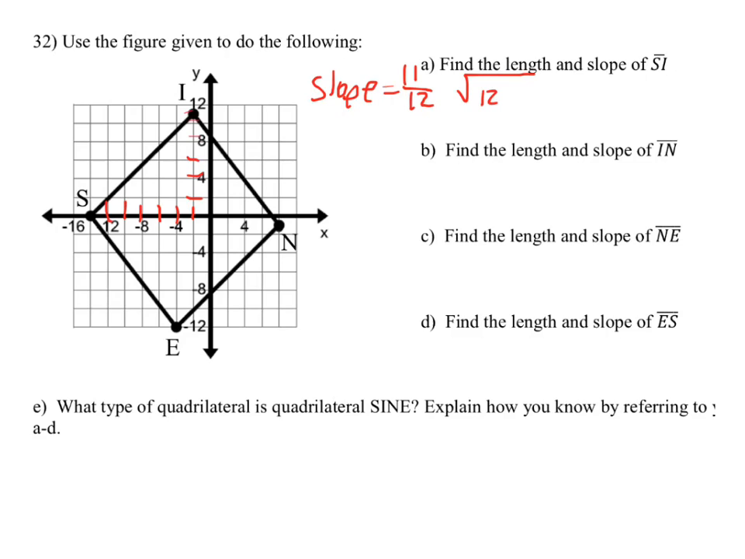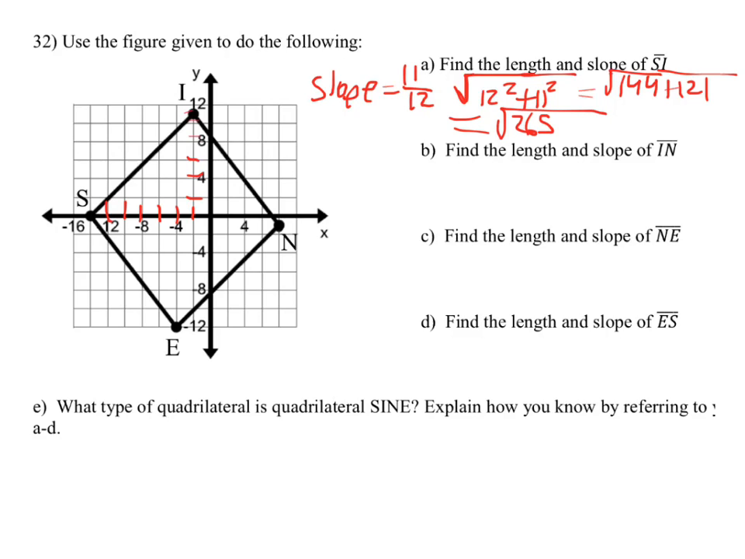which makes the distance 12 squared plus 11 squared. You square those, and you'll get 144 plus 121, which is the square root of 265.